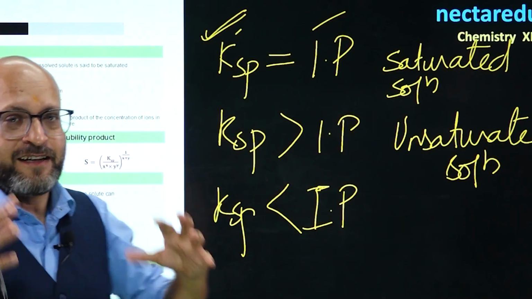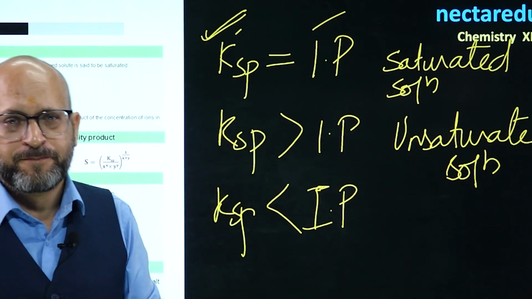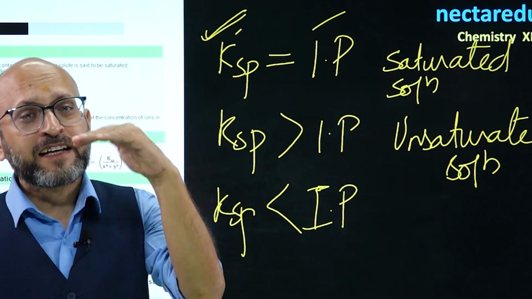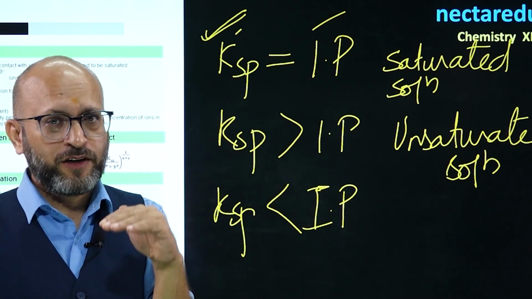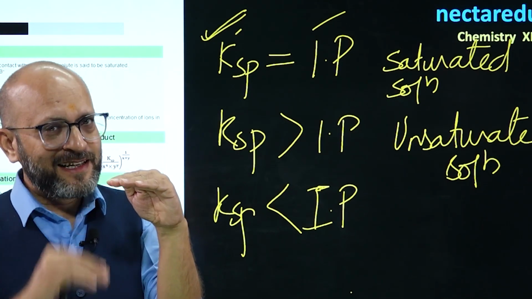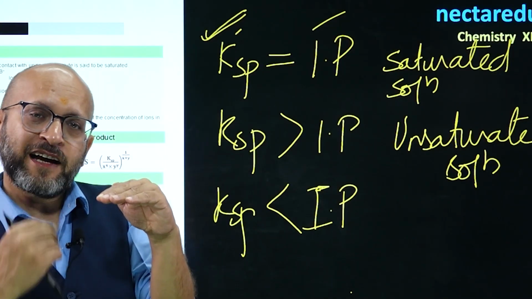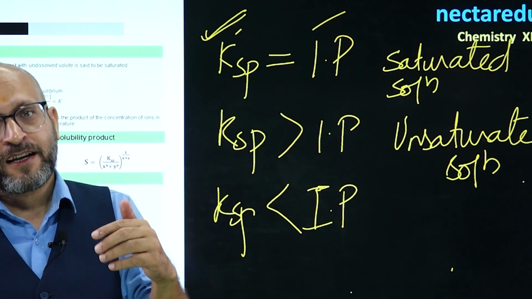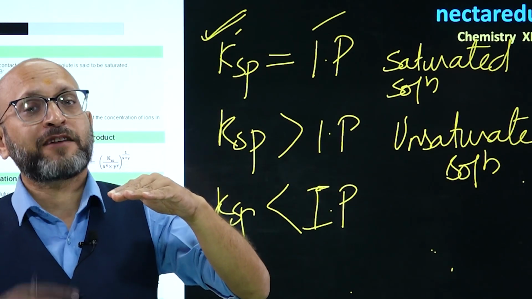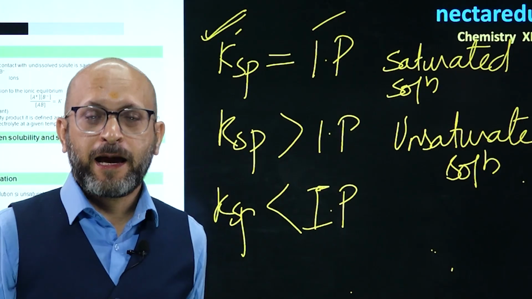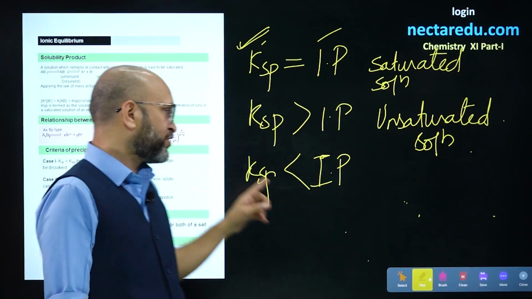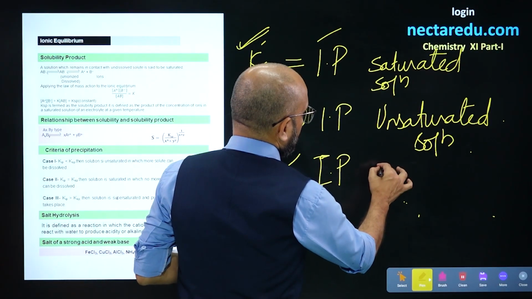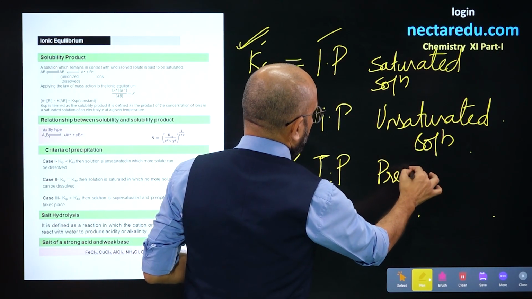If I give you a physical meaning, Ksp tells us the maximum limit of a solution. So if ionic product is lesser than that, that means more ions can be present, that means more solute could be dissolved. If ionic product is greater than the maximum limit, that means precipitation has to happen. So for precipitation, the condition is ionic product should be greater than Ksp. So this is the condition for precipitation.